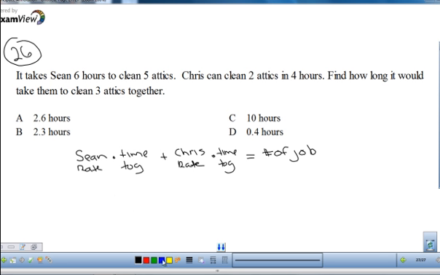So Sean takes 6 hours to clean 5 attics. So his rate is, remember, the rate is the number of jobs over the hours. 5 over 6. Since we're trying to find their time together, that's going to be x. Chris can clean 2 attics in 4 hours. So his rate is going to be 2 over 4. And we're trying to find their time together. And how many jobs do they want to do together? They want to clean 3 attics together. So we're going to multiply everything by 6 and 4.